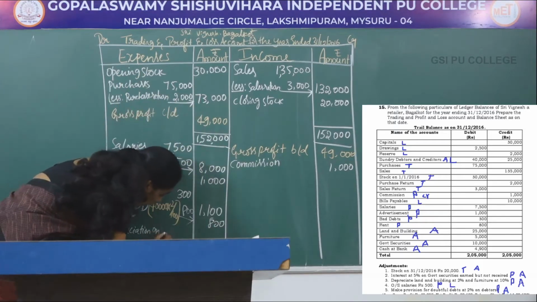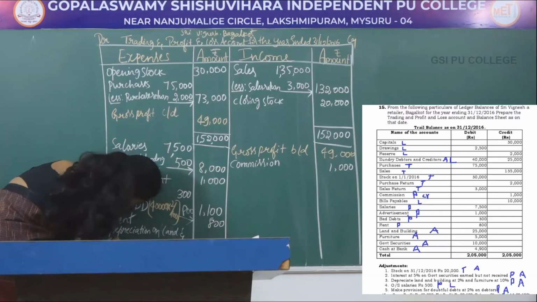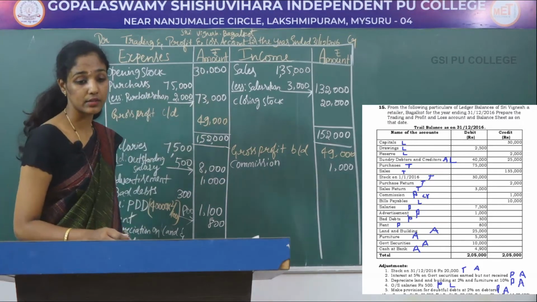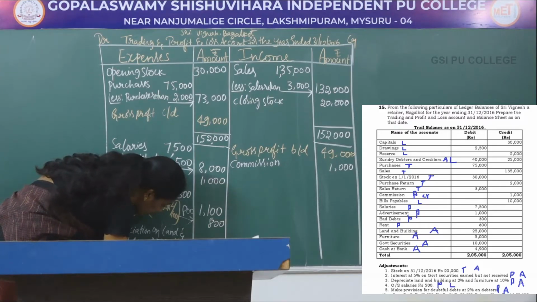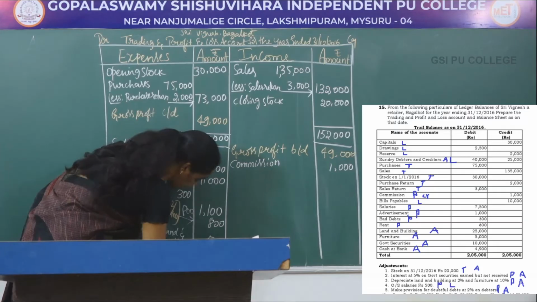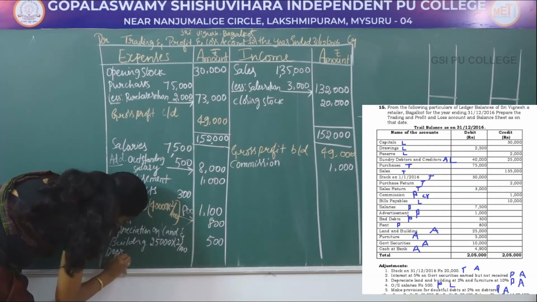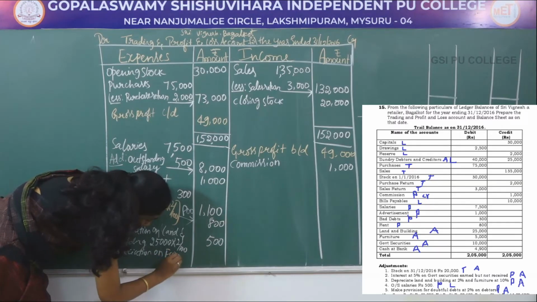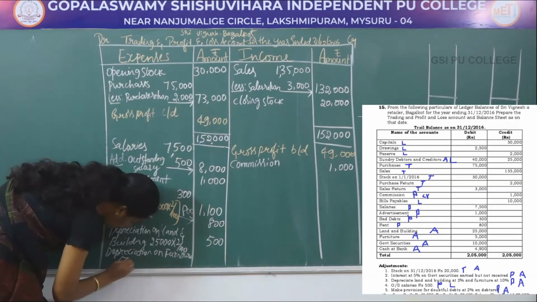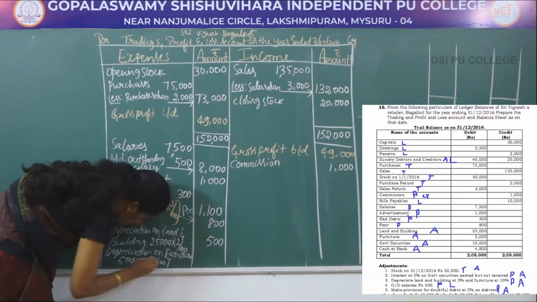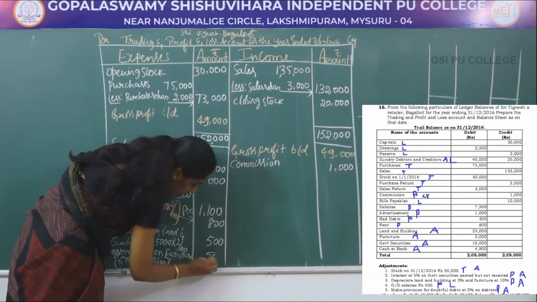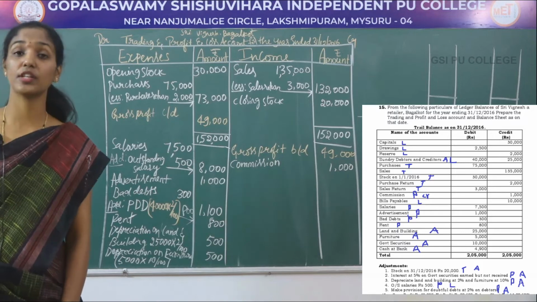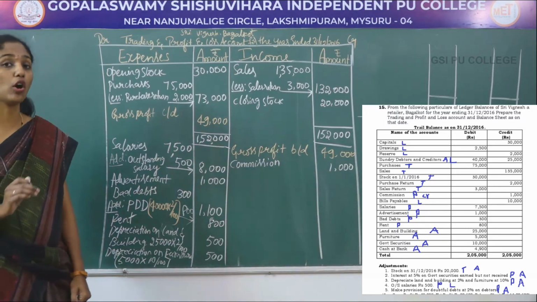The next, depreciation on land and building. Calculate the depreciation on land and building. The rate of depreciation is 2%. So calculate 2% on 25,000. You will get 500 rupees. Next, depreciation on furniture. What is the amount of furniture? 5,000. The rate of depreciation is 10%. 5,000 into 10%, you will get 500. The next adjustment is interest at 5% on government securities earned but not received.